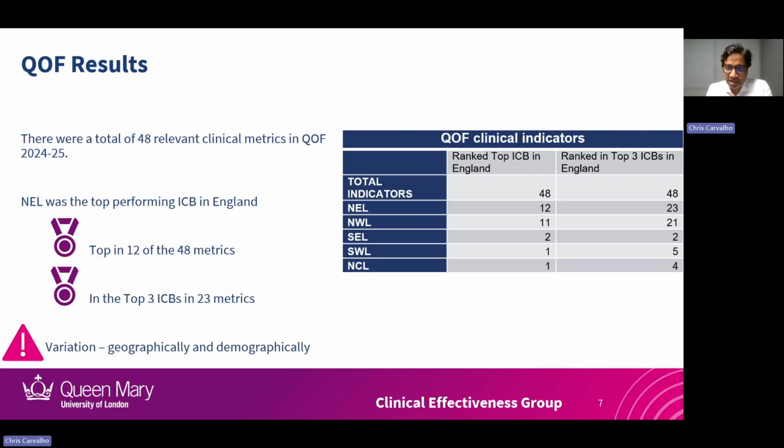What that does hide, though, is some variation. And this is, I think, where we need to work on next. We've got some very high achieving practices and some very high achieving areas, and that masks some variation. You're always going to have some variation, but what we need to do is try and tackle that variation, both geographically, so across NEL in the different boroughs and the different practices and the different PCNs, but also demographically in our different population groups. So some work to do, and some of what we do in the network contract DES will help to tackle that.